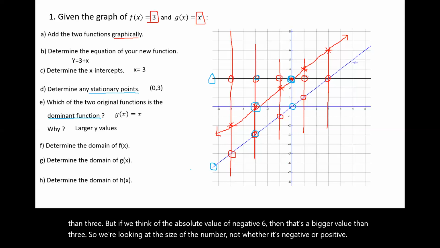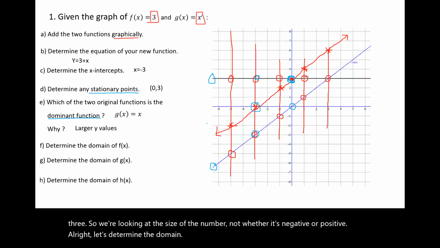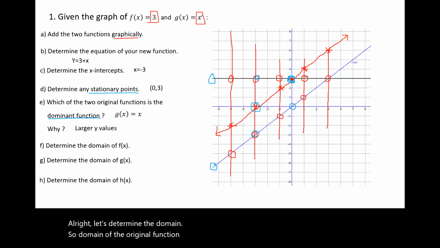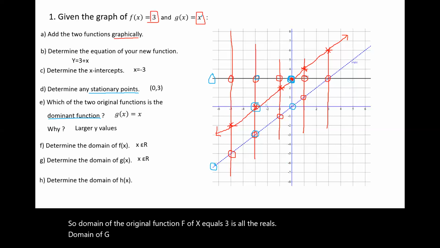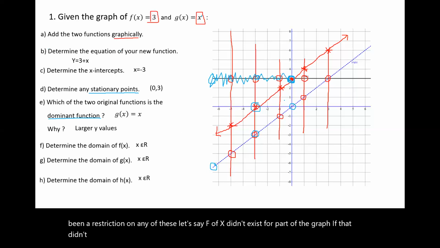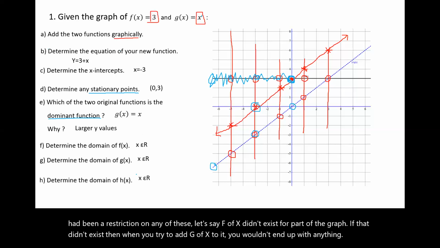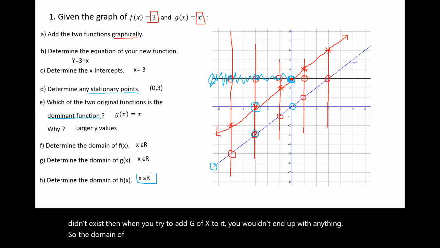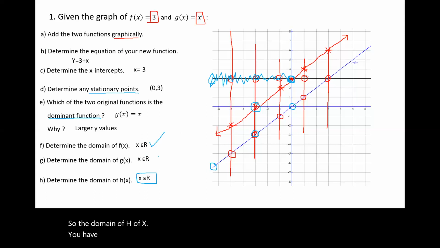All right, let's determine the domain. So the domain of the original function f of x equals 3 is all the reals. The domain of g of x is all the reals, and therefore the domain of h of x is all the reals. If there had been a restriction on any of these, let's say f of x didn't exist for part of the graph, then when you tried to add g of x to it, you wouldn't end up with anything. So for the domain of h of x, you have to exist on both functions if you're going to exist on the final answer.